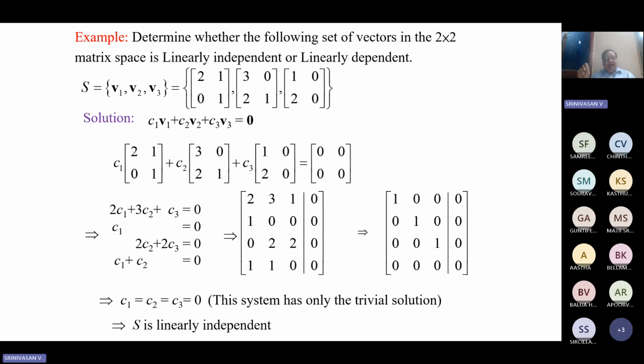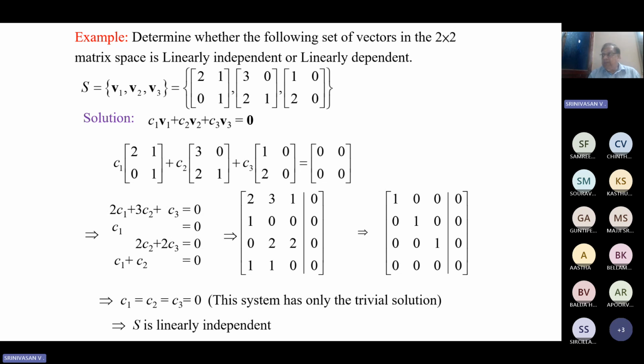integers, real numbers. Of course, there are complex numbers also, but according to your scope, we only take real numbers. And you can think of vectors being represented in matrix forms also, where of course the entries of the matrices are real numbers. So here, each one of the vectors is represented as a 2 by 2 matrix. V1 is [2 1; 0 1], V2 is [3 0; 2 1], V3 is [1 0; 2 0].